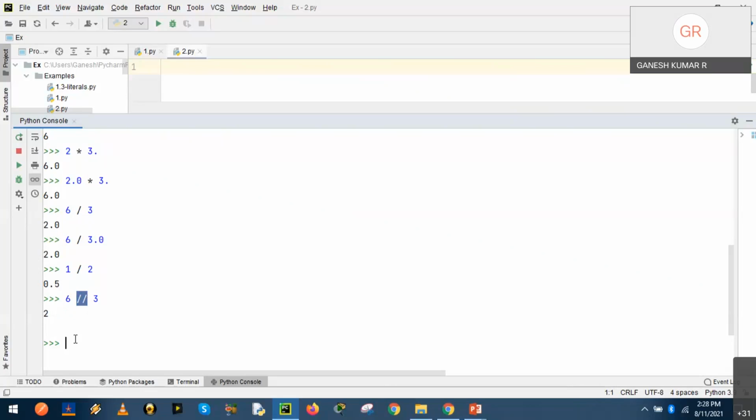Now again, 1 double slash 2. Any guess what will be the result here? Yes, it is 0. The actual answer is 0.5, as the double slash integer division ignores the fractional part. So we get the output as 0.